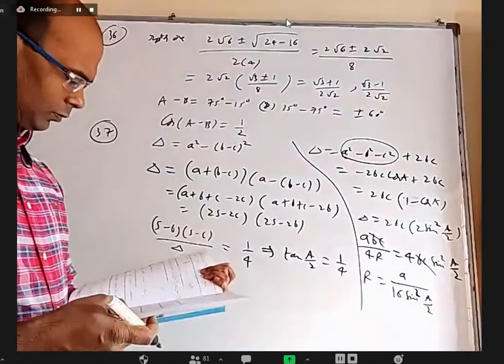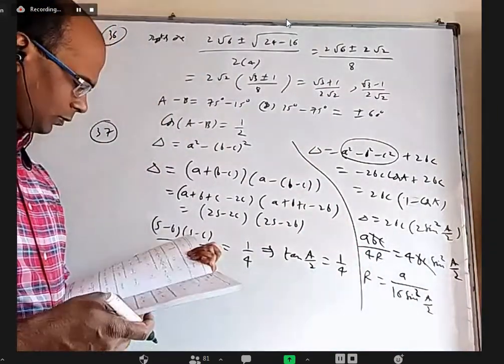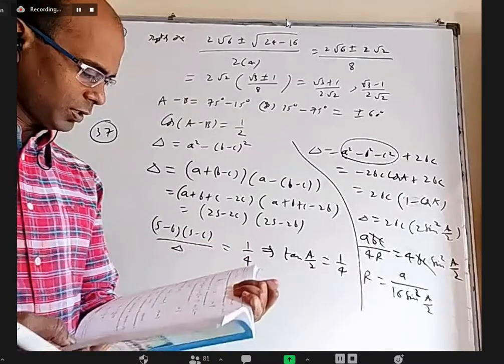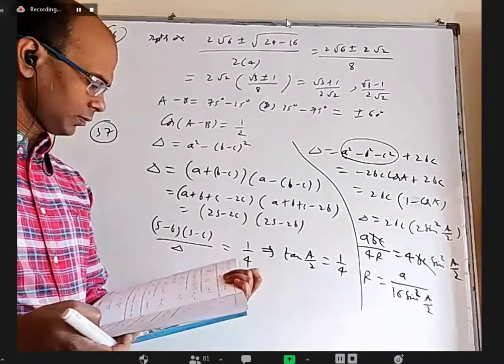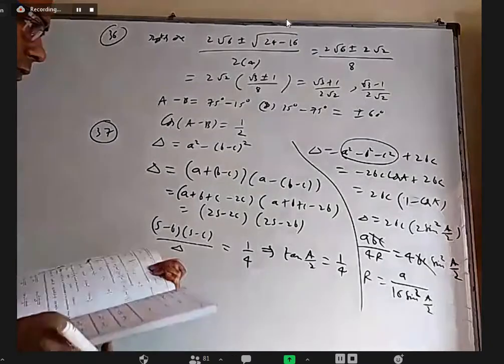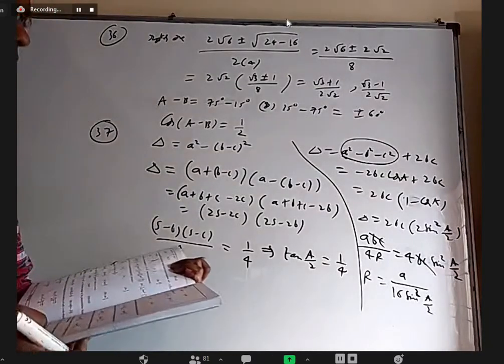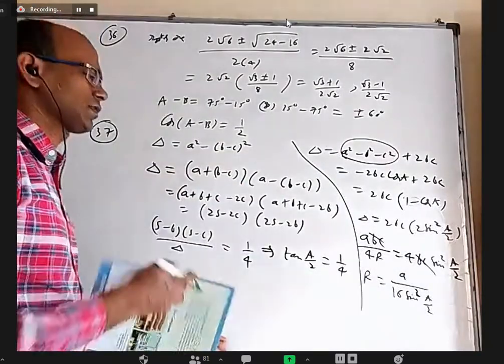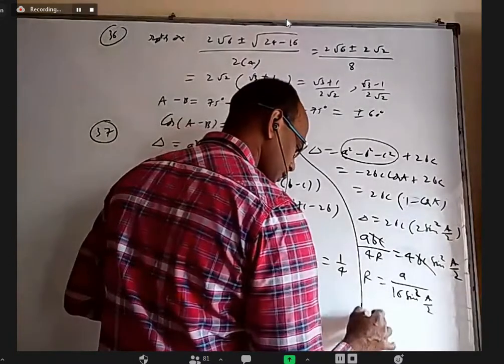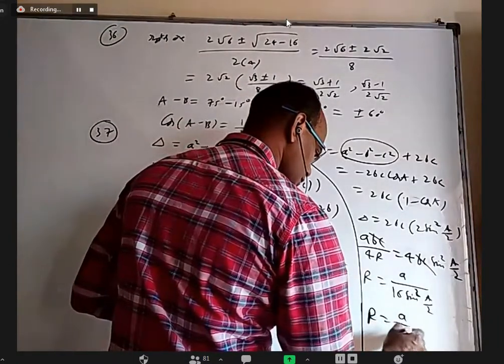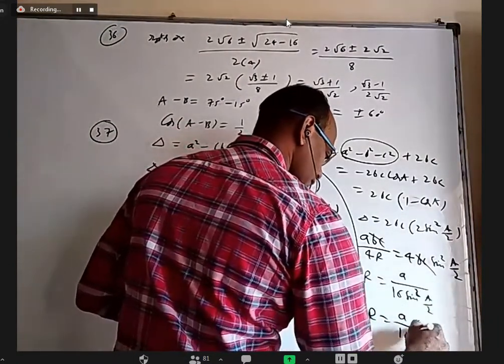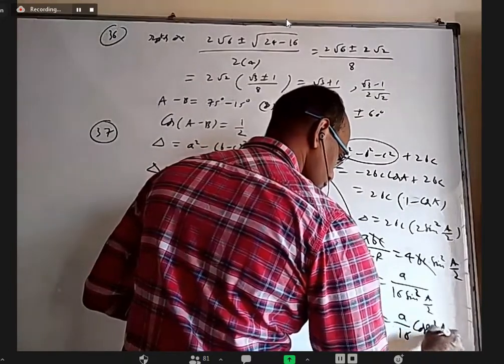Sir, he asked only tan A, sir. I'm doing 37, not 38. Oh, okay, sir. So a by 16 cosecant square A by 2. I think the second method is giving more easily. Okay, R equal to a by 16, sine goes up as cosecant square A by 2.